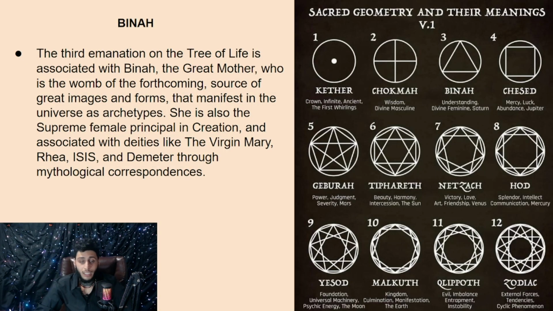Binah. The third emanation on the Tree of Life is associated with Binah, the Great Mother, who is the womb of the forthcoming, source of great images and forms that manifest in the universe as archetypes. She is also the supreme female principle in creation and associated with deities like the Virgin Mary, Rhea, Isis, and Demeter through mythological correspondences. Also here, guys, we have a geometry of all the symbolisms within the Sephiroth. We also have the 11 and the 12 added as well.